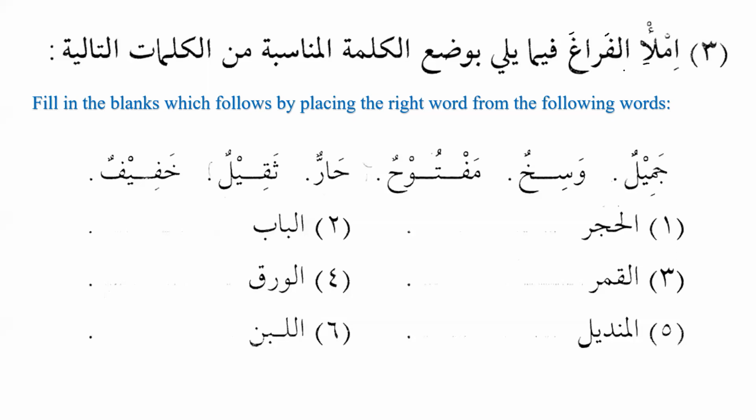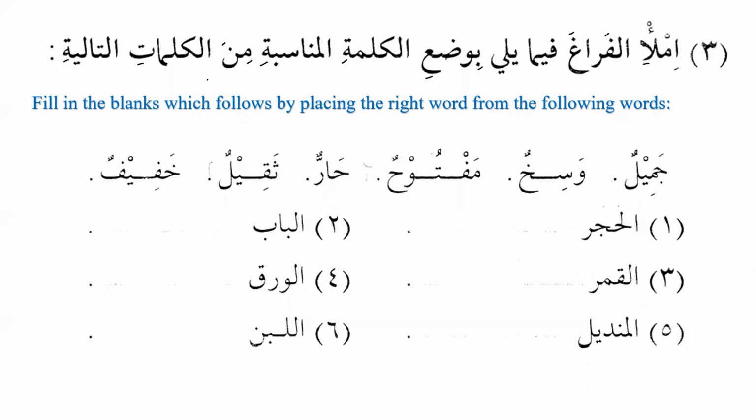So imla il faragha fima yali, which follows, biwad'i, by putting. So you can see over here that I'm putting kasra over here because of B. You know that B is harf jar and the noun that comes after that becomes majroor. Biwad'il kalimati al-munasibati minal. Okay, so what will be the ending of al-kalimat and at-taliya? The ending will be al-kalimati at-taliyati. Excellent. And why do we have to put the ending with kasra? Because of min. We know that min is a harf jar, and when we connect it here, we will connect it.